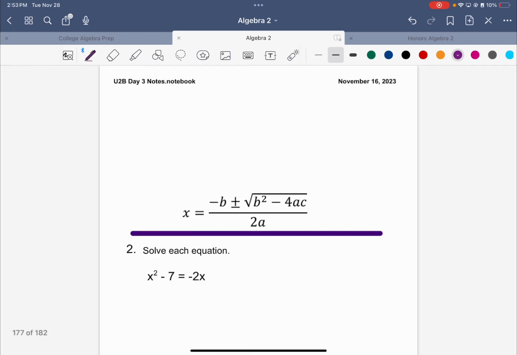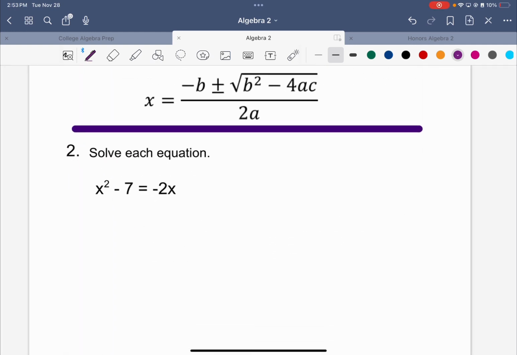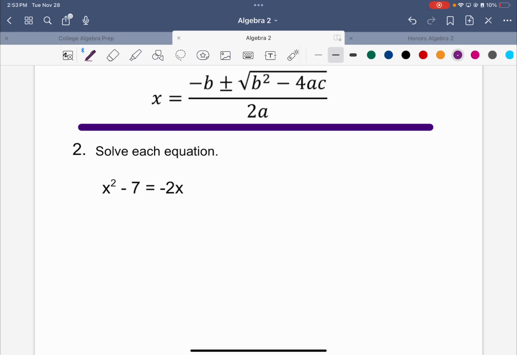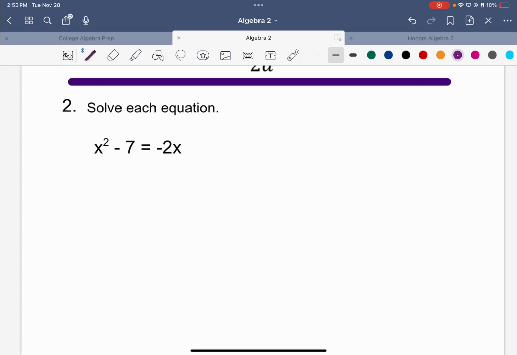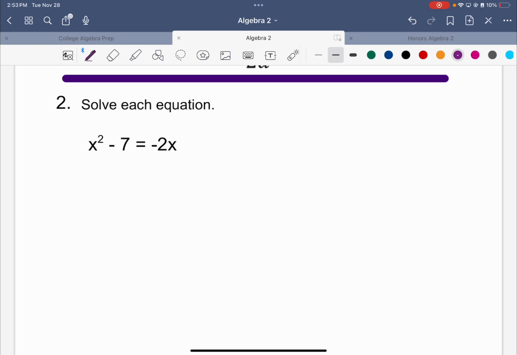You're probably not going to use it in some instances, but whatever. Let's look at the second one. It's just the formula again. So we're going to solve x squared minus 7 equals negative 2x. So it's not in the correct form. So step 1 needs to be to put it in the correct form. So that's x squared plus 2x minus 7 equals 0.